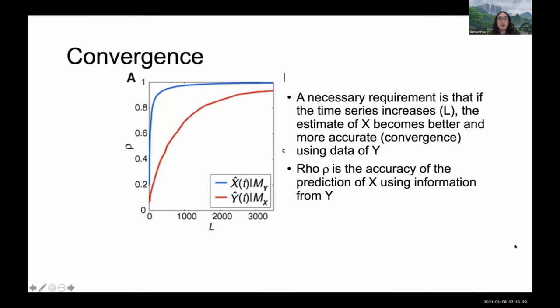Another property is that this is convergent. Convergent means that the more data you have, the better your prediction is going to be. For example, in this particular case, this is a coupled system where from one side you can predict much better than the other side, and it converges faster. That means that with more data, you make a more dense map, and the more dense map will allow you to predict better.